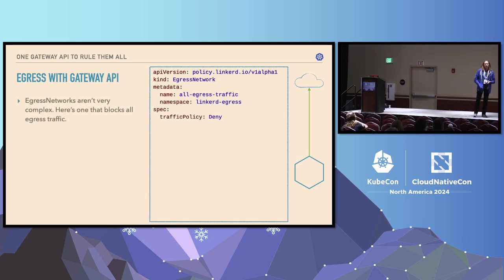Egress networks themselves are pretty simple. This one just says don't allow any egress traffic, which is probably not the way you start first, but it's a reasonable sort of thing to do. Note that the API group up there does not say gateway.networking.k8s.io. This is not a Gateway API resource. This is a Linkerd resource.